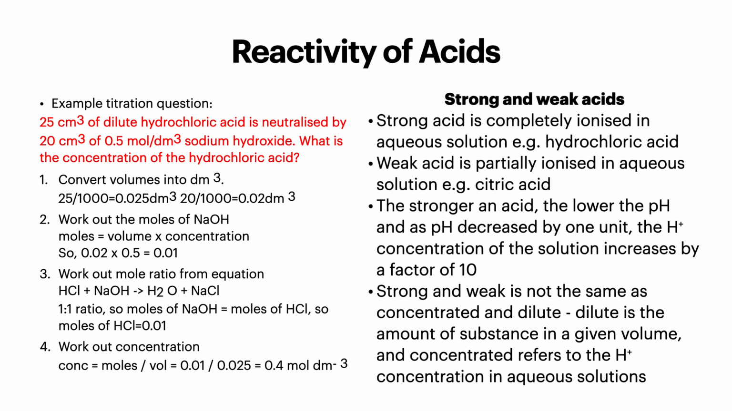But moving on to strong and weak acids. A strong acid is completely ionized in aqueous solutions, so an example is hydrochloric acid, whereas a weak acid is partially ionized in aqueous solutions, such as citric acid. The stronger an acid, the lower the pH, and as pH decreases by 1 unit, the H+ concentration of the solution increases by a factor of 10.